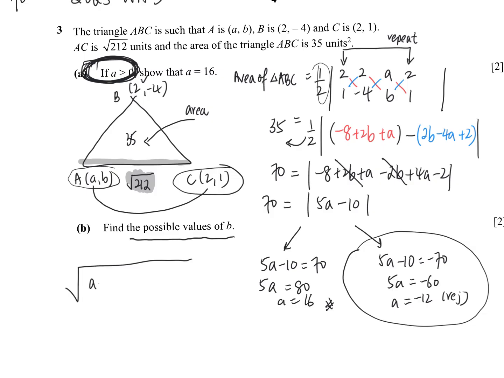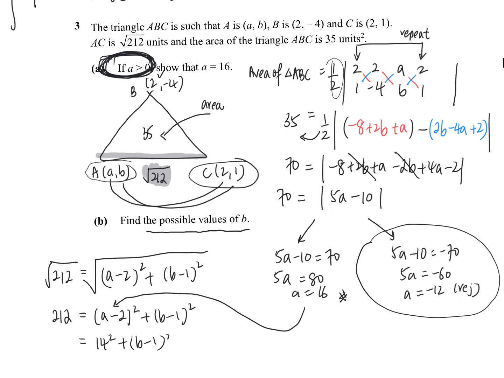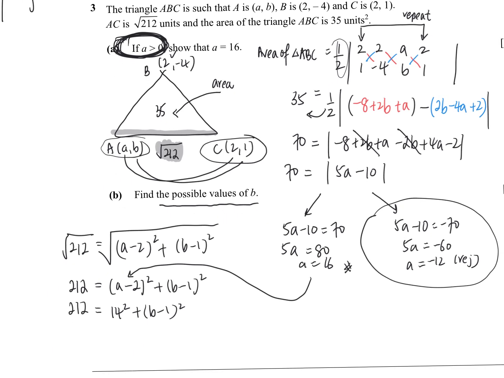X minus x squared plus y minus y squared, and then it equals square root 212. So since both have a square root, you can drop it. This is for this, and this is for this. I already know that A is 16, so I can put it here. This is 14 square. Okay, so instead of expanding, you could actually just keep the square there first so that the calculation is simpler. What is 212 minus 14 square?